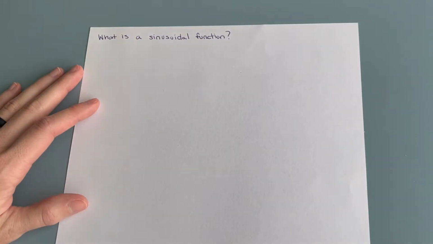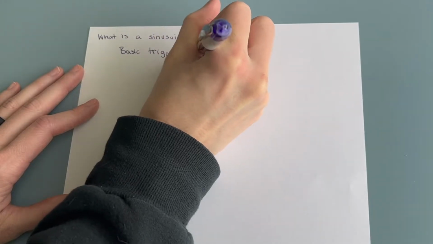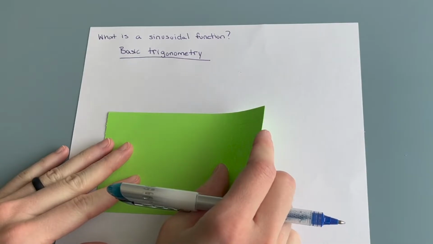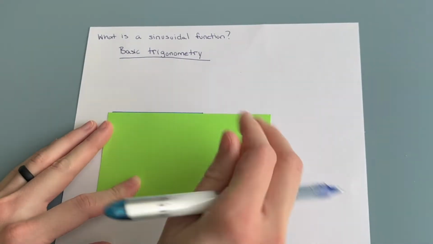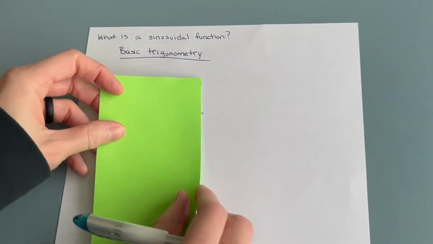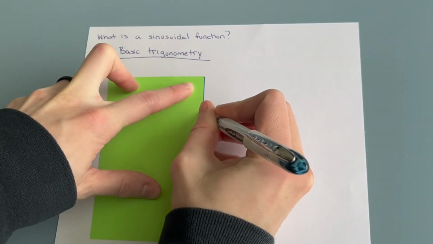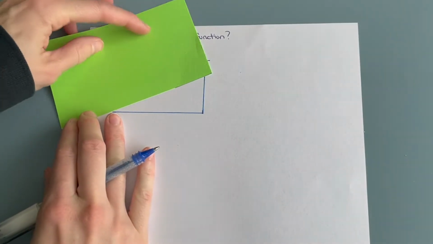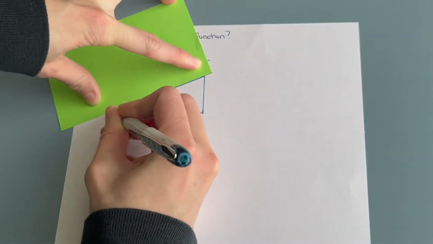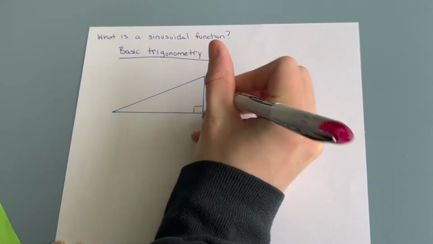And the best way to do that is to go back to our basic trigonometry. Trigonometry is the study in math of angles, triangles, and sides of the triangle and the relationships between them. So we're going to start off with a right triangle, and this is called a right triangle because it has a right angle, or an angle that is 90 degrees.